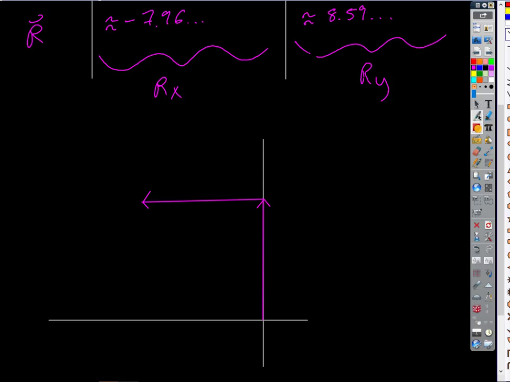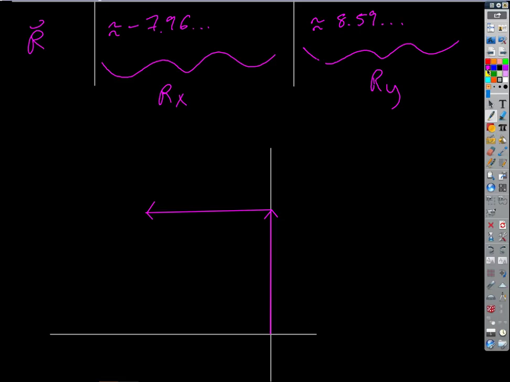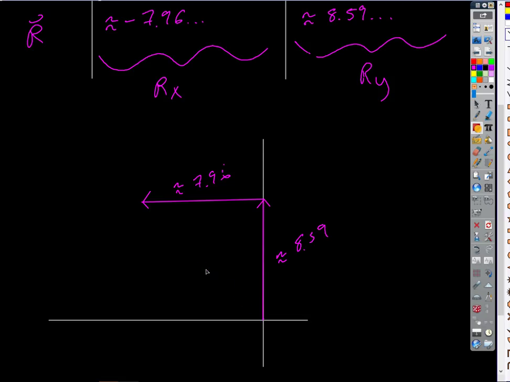Right, so what are my magnitudes then? Notice the directions: positive in the y direction, negative in the x direction. So this is the one that's roughly 7.96 in length. This is the one that's roughly 8.59. So what's my resultant look like then? Where's it start and where's it end? I'm going to start there, but where does it end up? That make sense? Okay. So here's the resultant.